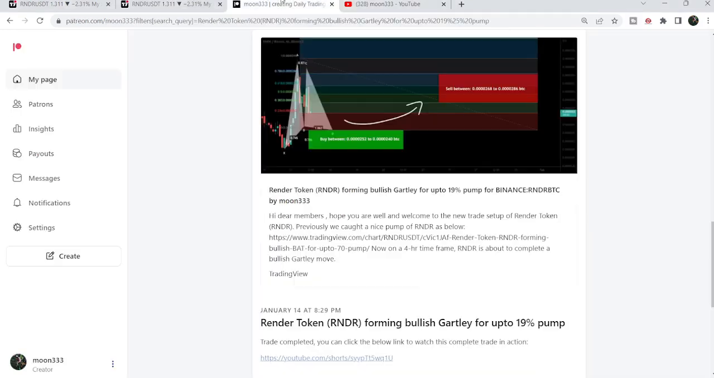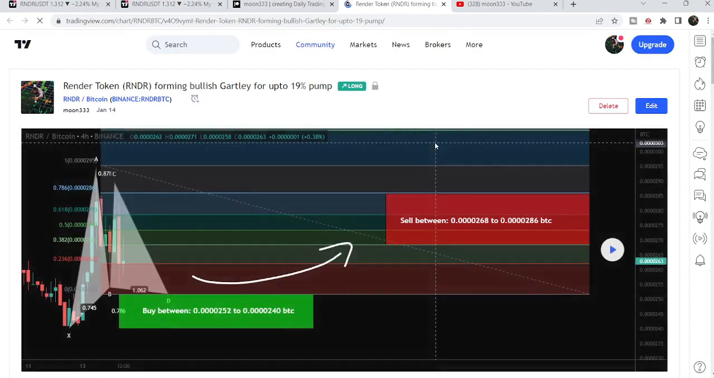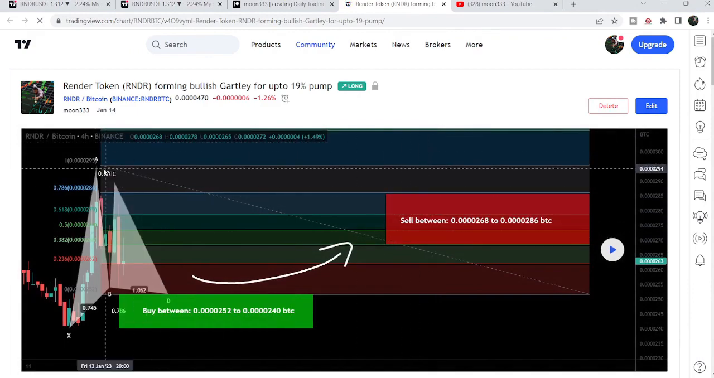So let's start the analysis, and first of all, let me begin with my most recent trade signal for Render that I shared on 14th of January, by the way, January of 2023. That was an expected harmonic bullish reverse Gartley pattern. You can see it was completing the final leg of this Gartley.